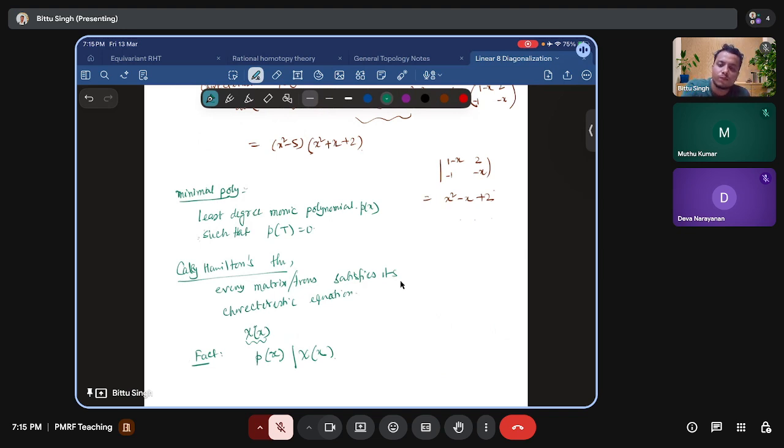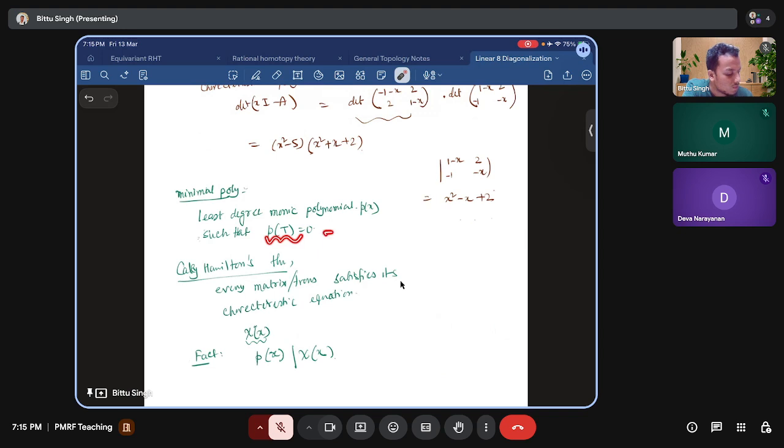Because the characteristic polynomial satisfies p(T) = 0, the eigenvalues also satisfy it. That implies p(lambda) = 0. But chi(lambda) is also 0. From here it is clear that p(x) will divide chi(x). Is it clear what is happening in this case?